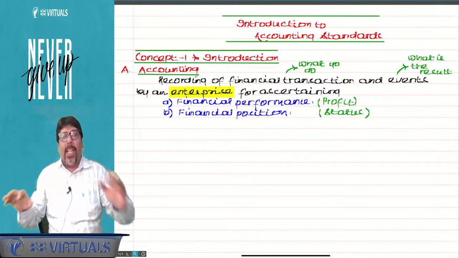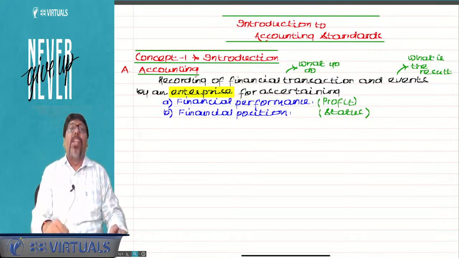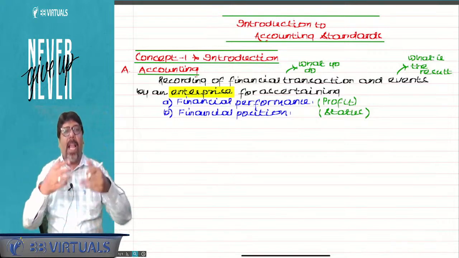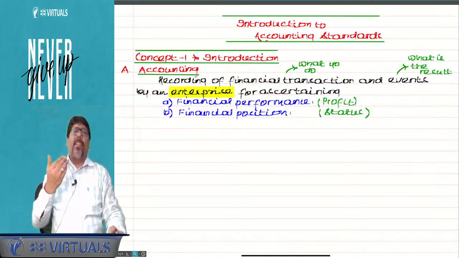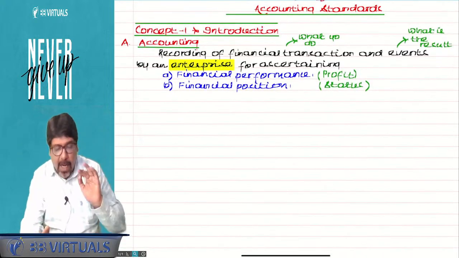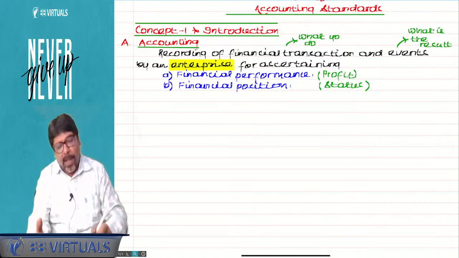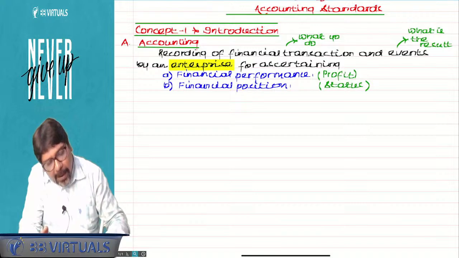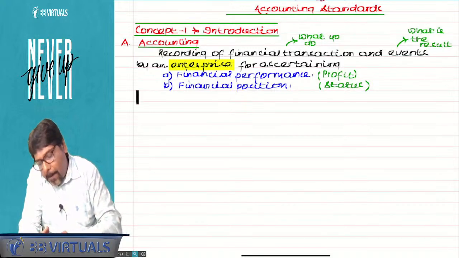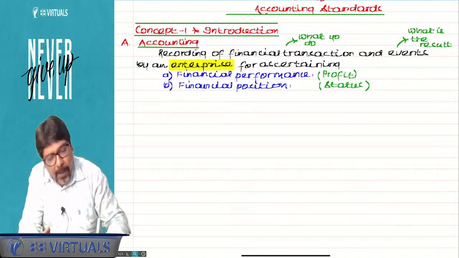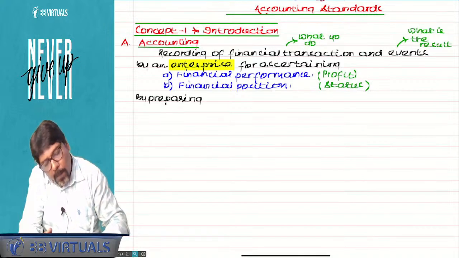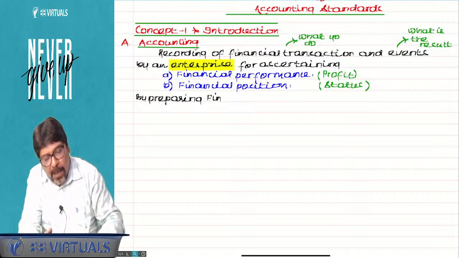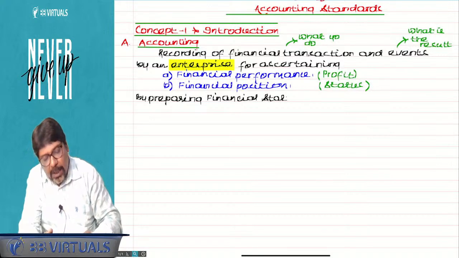So I hope it is very clear. We are doing accounting for an enterprise to find out profit of the enterprise, to find out financial position of the enterprise. So these are basics which you have studied in childhood only. Yeah, I know. But just a recap before we enter. How do we do this? By preparing financial statements.